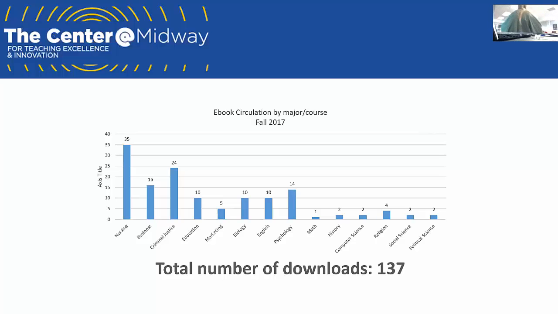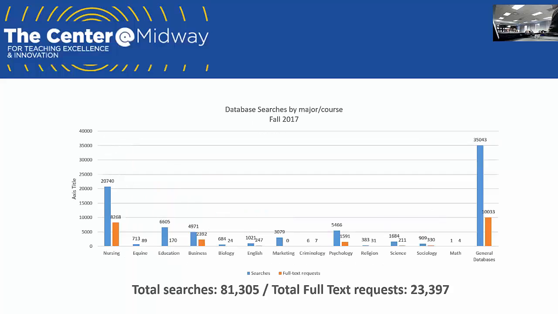These are broken down by subject area. Okay, so you can see that nursing checked out the most ebooks. Criminal justice checked out the second most. I was impressed by that statistic. Business came in third. Okay, so we can divide those types of things out. So that's ebooks. Now, obviously, the vast majority of our students are reading articles, right?